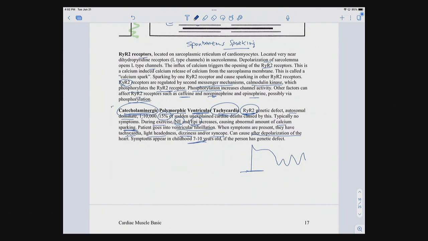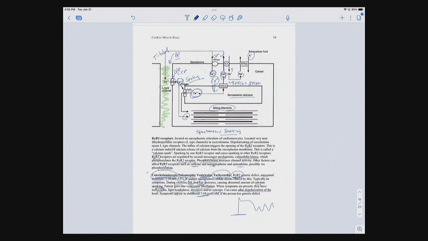So that's kind of a whirlwind tour of what's going on as far as movement of calcium and managing all the ions for cardiac muscle. All right, so we will pick back up next time.